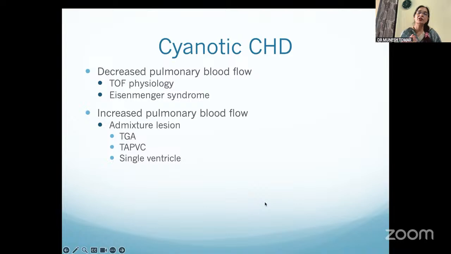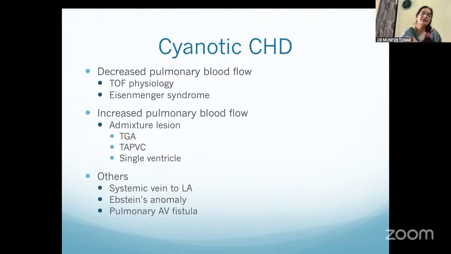Then the increased pulmonary blood flow situation, that is admixture lesions, transposition of great vessels, total anomalous pulmonary venous connections, and complex congenital heart defects. The other group is when your systemic vein, whether it is left SVC, right SVC, or IVC, dominantly connects to the left atrium, so your desaturated blood is going into the left atrium. Then Epstein anomaly, where it is not increased pulmonary blood flow, but because the tricuspid valve is so diseased, the PFO shunts right to left, and you have desaturation. And the pulmonary fistula.